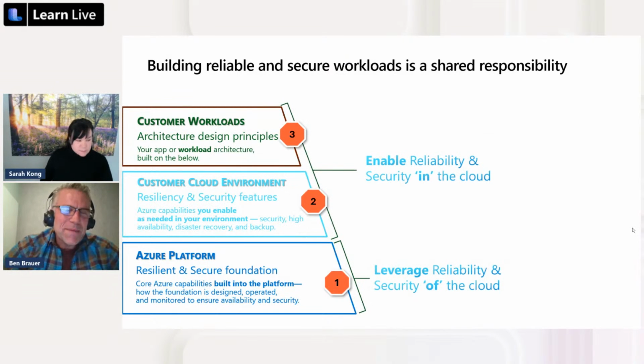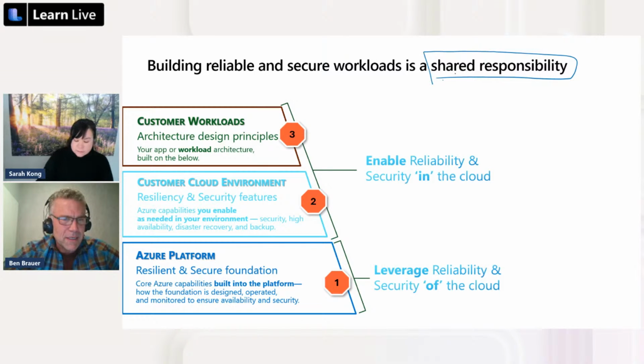Okay, great. So let's talk a little bit more about the reliability and security of a workload. It's a really important area, and I've expressed this a little bit earlier around shared responsibility. We talked about things like the SLA. We also talked about the difference between an IaaS, PaaS, and SaaS service. So let's dive a little deeper into each one of these areas for shared responsibility.